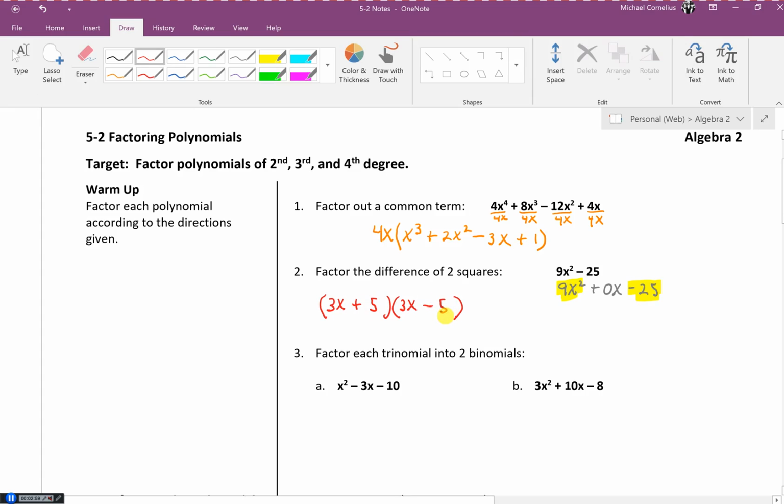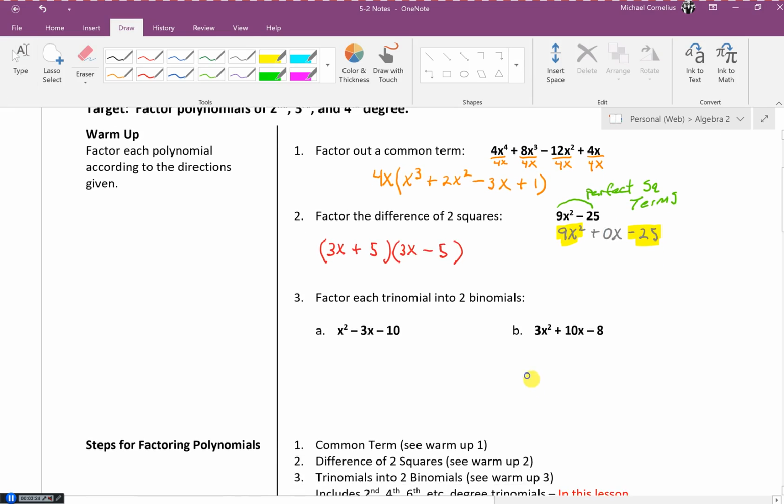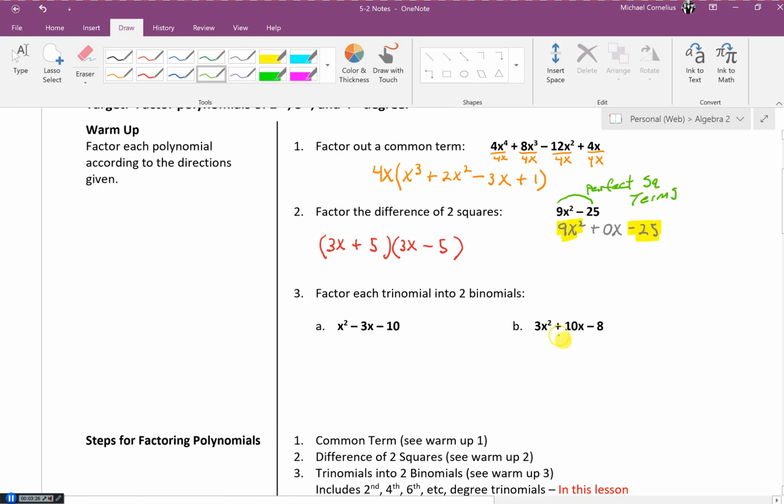So that's called a difference of 2 squares. The reason we call it that is because both of these terms, if you remember from simplifying square roots, are both perfect square terms. All right, perfect square terms. And you can always throw a 0x in between there. Okay, now the other thing we looked at was factoring trinomials into binomials.